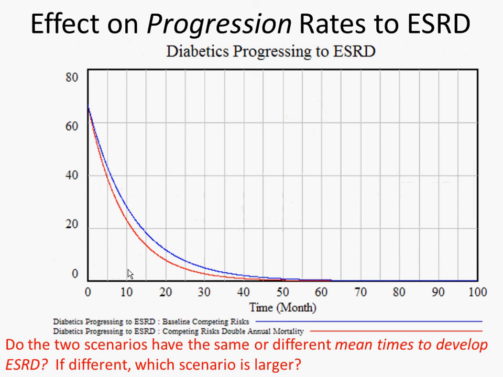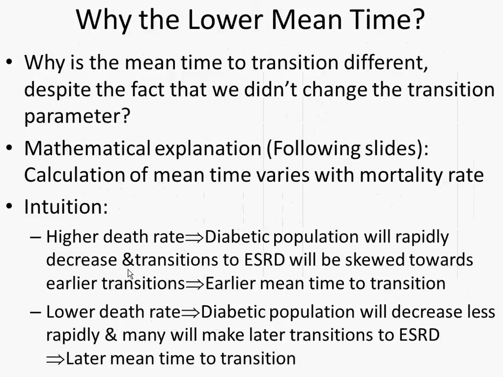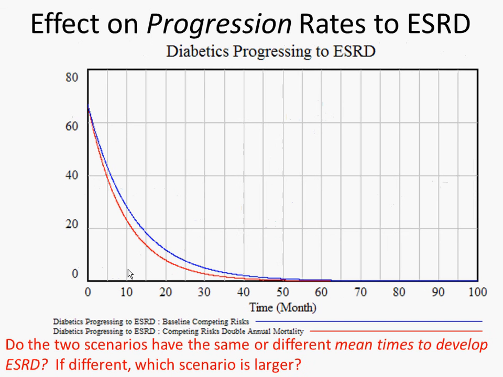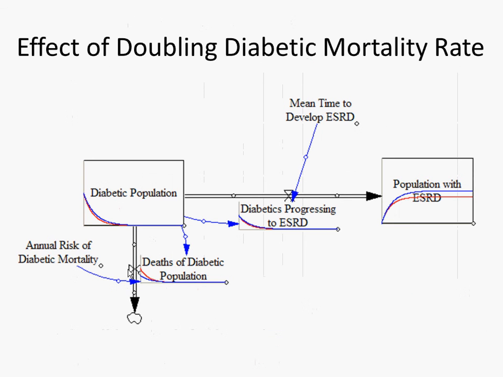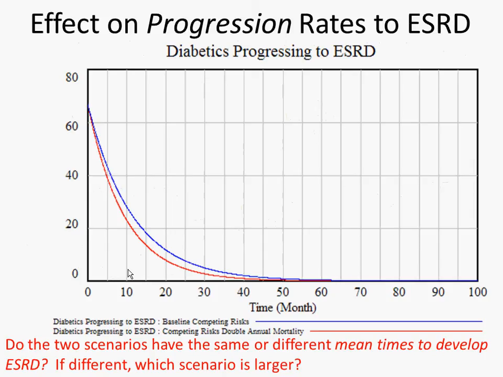And so in terms of mean times, if we double it, the fact is we do get a different mean time. So this is a graph of the flow here, from here to here. Okay, this is a graph of the flow: the number of people per unit of time getting it.